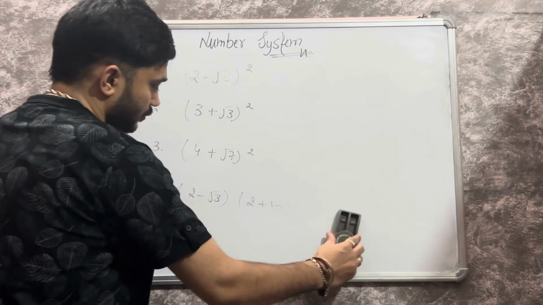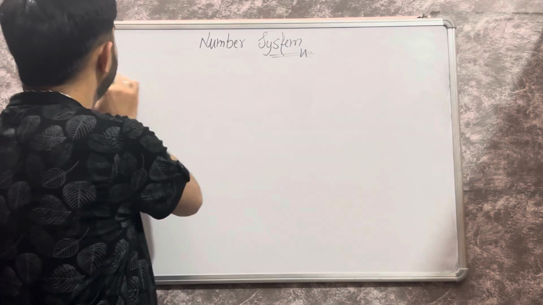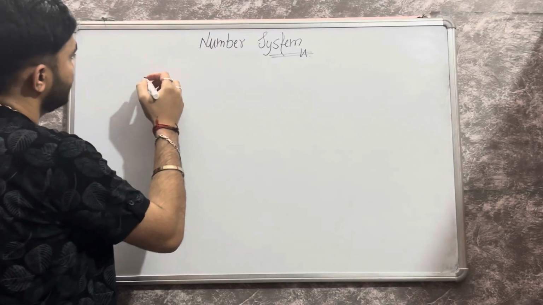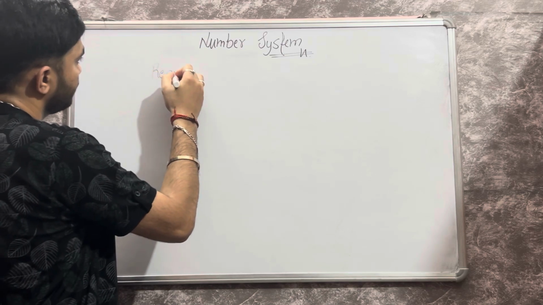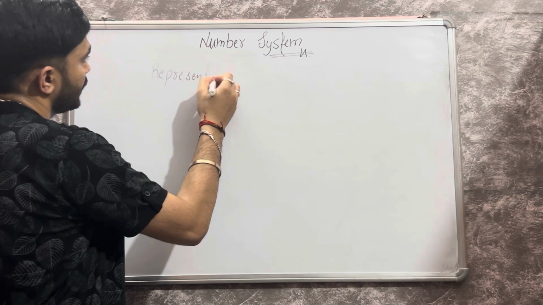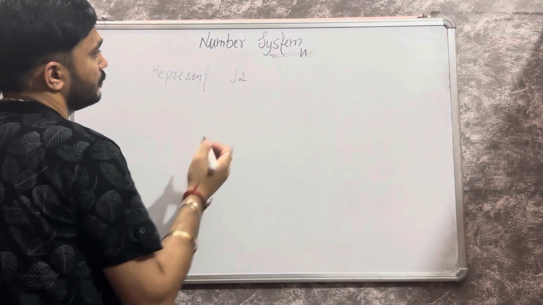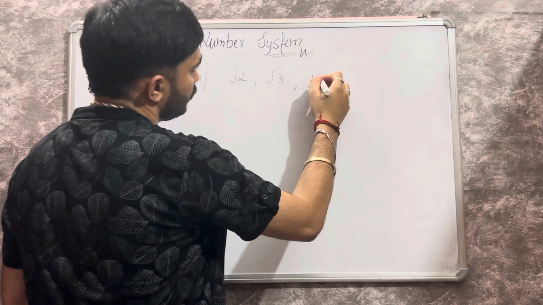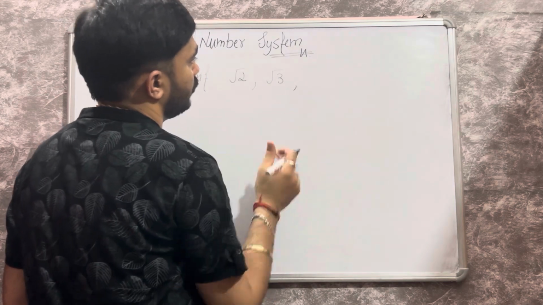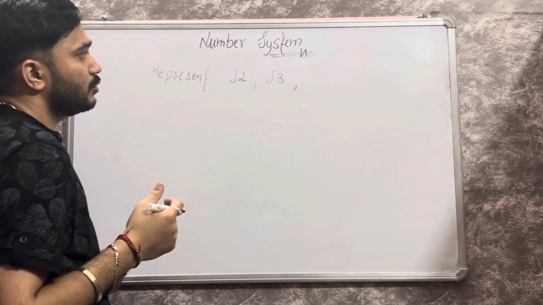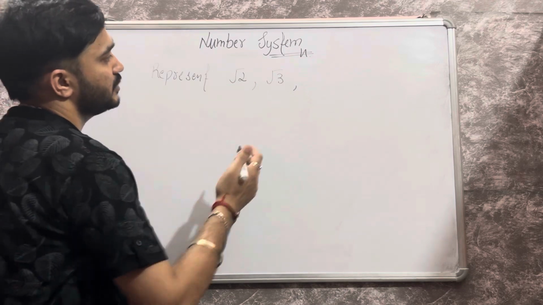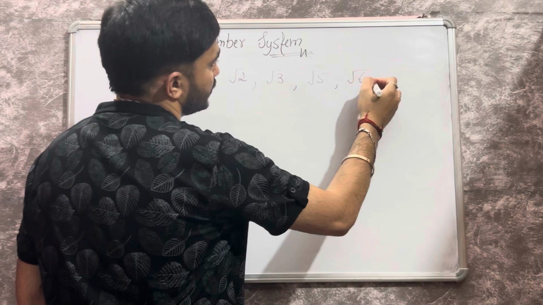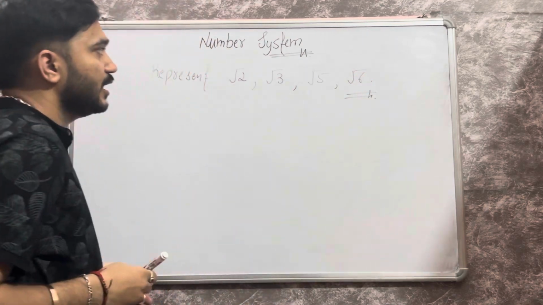Now let us move forward and solve some questions, that is, how to represent under root 2 or under root 3 or under root 4. Sorry, not under root 4, because under root 4 is equal to 2, and 2 centimeter you can easily represent with the help of a square. Under root 5 or under root 6, how are we going to represent these in the form of a diagram?